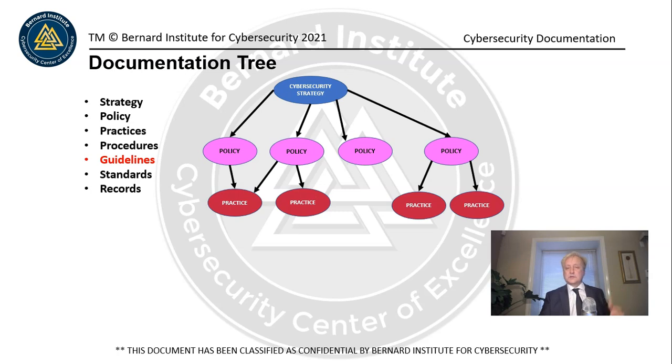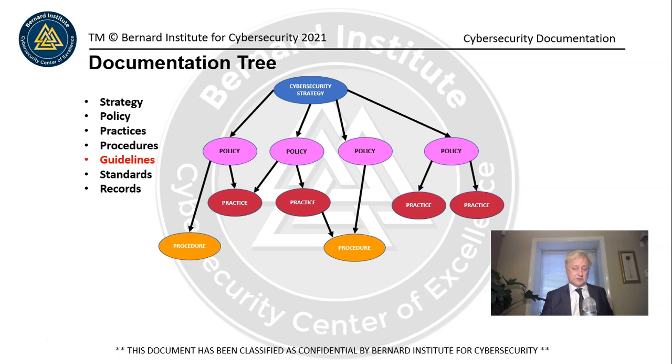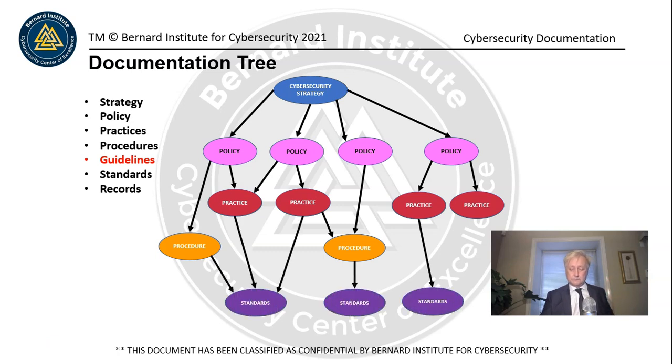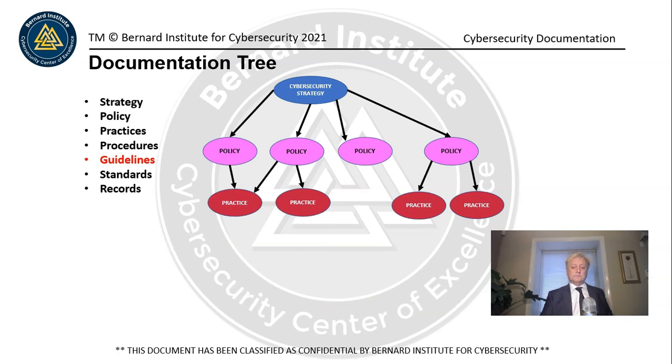Now, below the policy, you may have practice documents. Practice documents are similar to procedures, which we'll talk about in a moment. But practice documents are high-level documents that describe the workflow, the goals, the inputs and the outputs of a process. But the one thing the practices don't have that procedures do is they don't have step-by-step instructions.